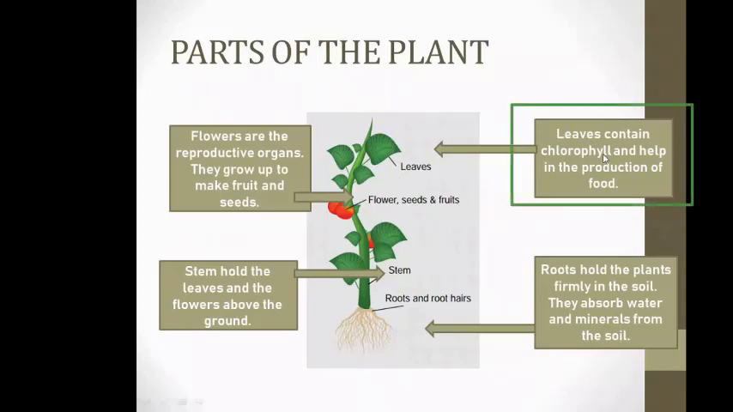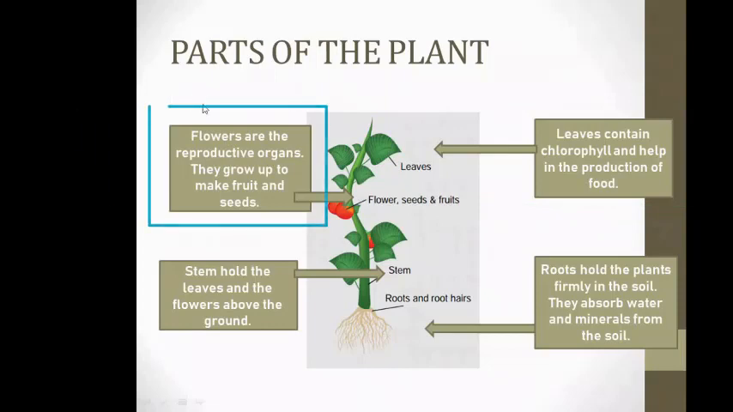As mentioned before, why are they important? They are important because they contain chlorophyll, and chlorophyll helps in the production of food by absorption of the sunlight. After that, the second important part is the flowers. The flowers are also known as the reproductive organs of the plants. They produce seeds and fruits, and those seeds when germinated produce the plants. So that is why they are also very important.